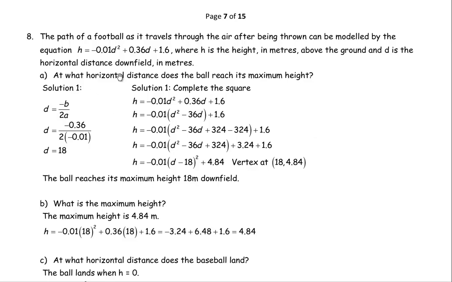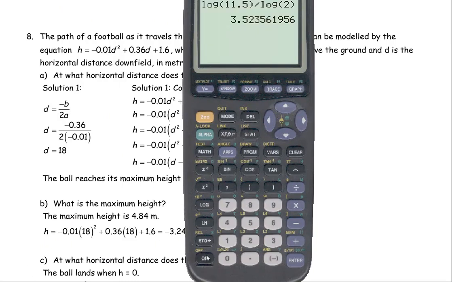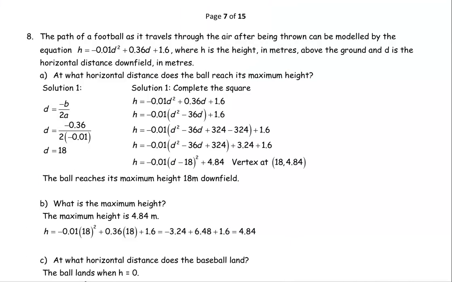So if we put 0.36 here in place of b, we'd have negative 0.36 on top, and 2 times a, which is 2 times this, in the denominator. And so that calculation would look like this. We will go negative 0.36, and divide that by 2 times the negative 0.01. And that works out to 18. So a horizontal distance of 18 is where the maximum occurs.